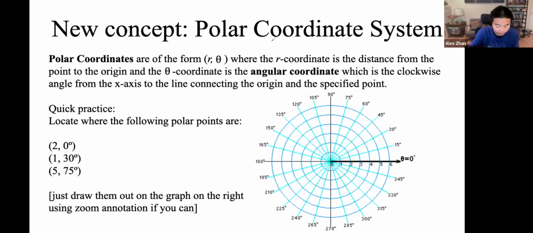Okay, so first you guys can quickly read through it. Polar coordinates are of the form (radius, theta), as in they give you the radius. Radius just means distance from origin. Theta is just an angle.